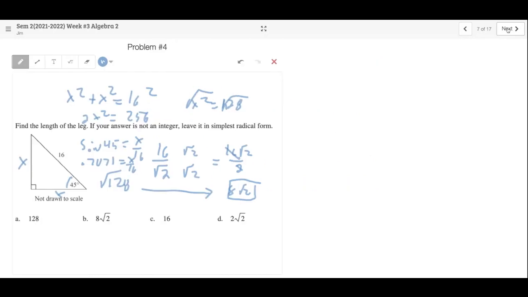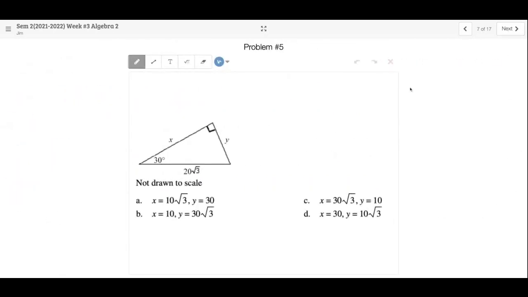All right, problem number 5. 30, 60, 90 now. So what are the two missing sides? What are my two missing sides here? 30 and 60. I don't even see 30 and 60 up on that for an answer. How can it be 30 and 60?